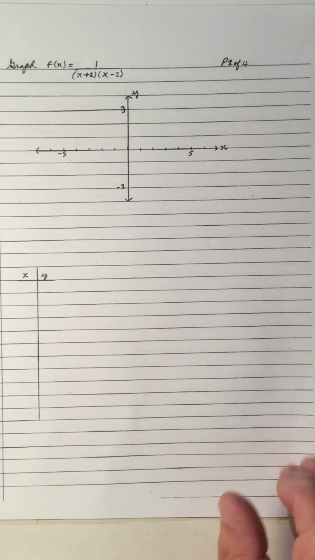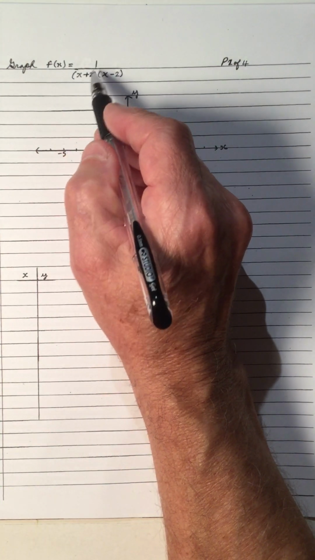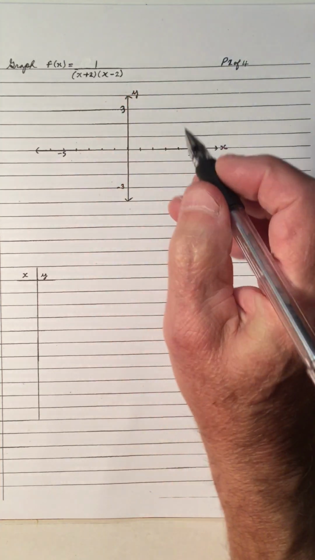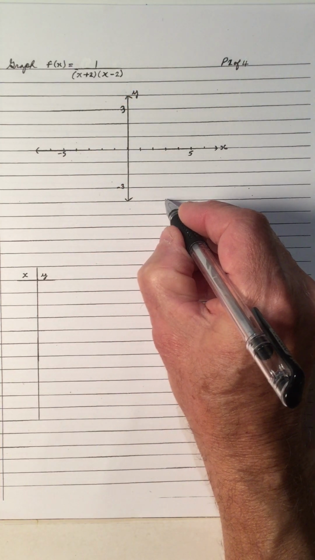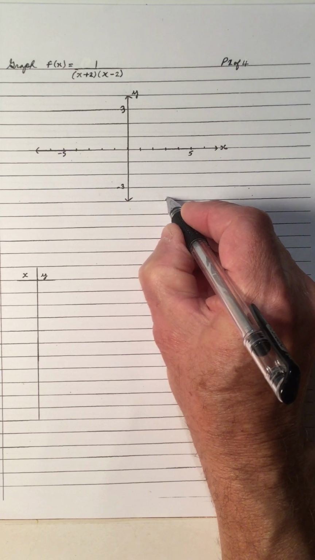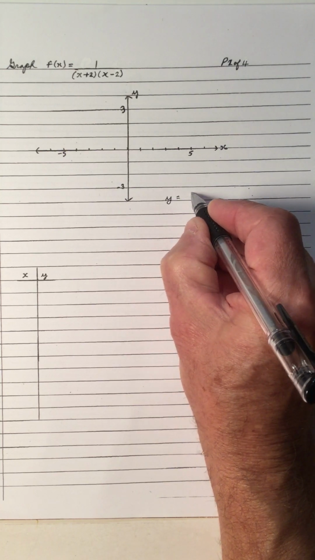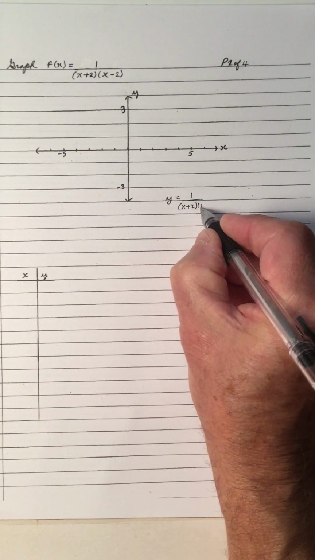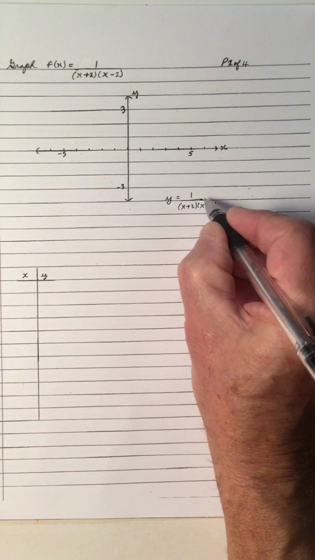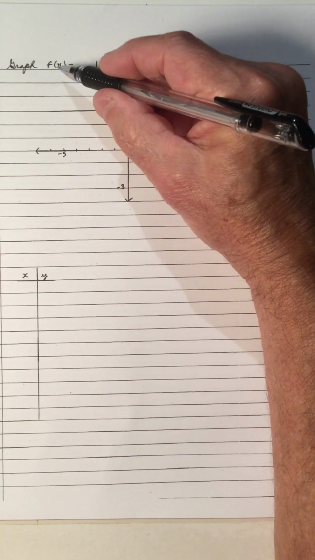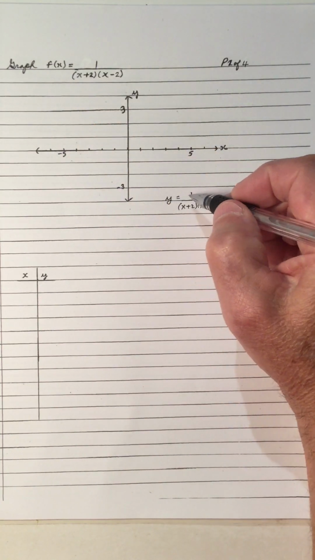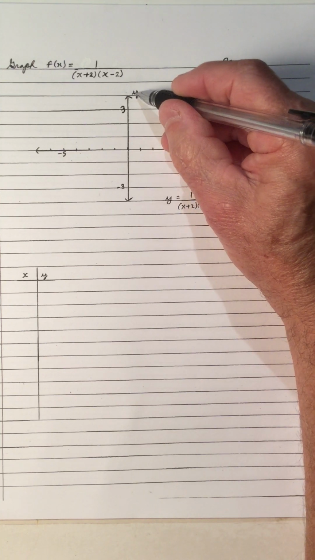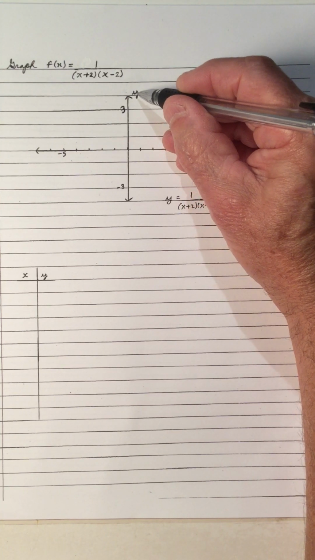Okay, let's graph f of x equals 1 over (x plus 2)(x minus 2). So this equation becomes y equals 1 over (x plus 2)(x minus 2). I write the f of x in terms of y to make it a little bit easier, since I could have f of x here, but it's easier to put a y.